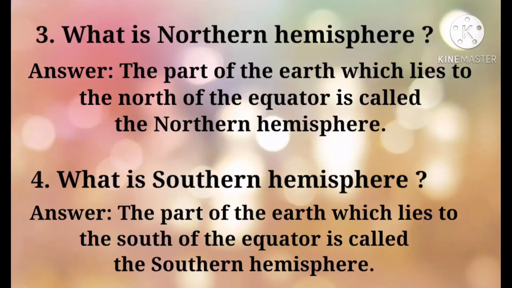So basically the northern hemisphere and southern hemisphere, they are both linked with the equator, and the equator's north side we call the northern hemisphere, and the equator's south side we call the southern hemisphere. So with this we have completed all the question answers, and with this we have completed our worksheet 3.